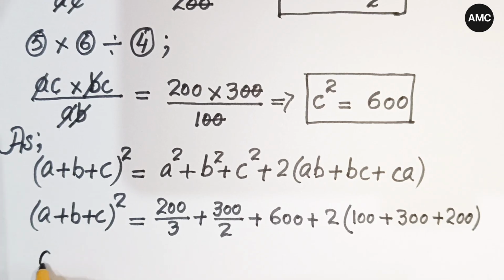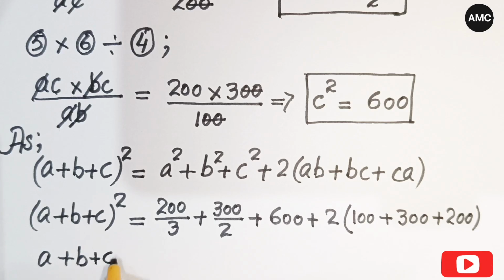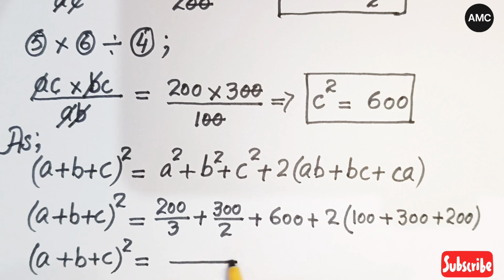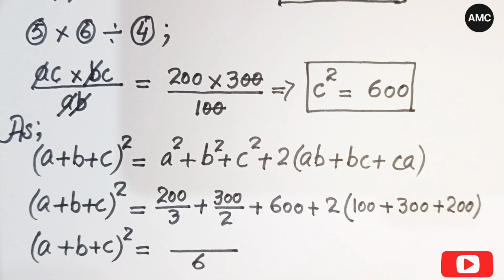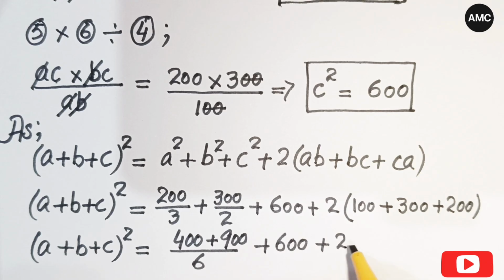Now (A + B + C)² is equal to, here if we take the LCM of 3 and 2, we get 6. So 3 times 2 is 6. So 2 times 200 is 400, plus 2 times 3 is 6, 3 times 300 is 900, plus 600, plus 2 times, here we have 100 plus 300 is 400, plus 200 is 600.